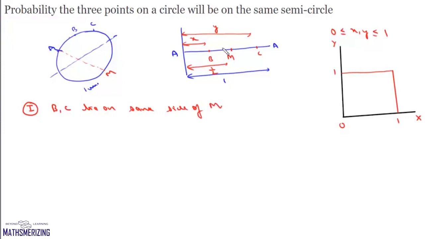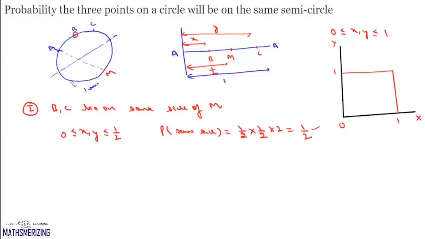If they lie on the same side of M, then both x and y should lie between 0 and 0.5. So this probability will be simply 1 by 2 into 1 by 2. Now they can lie on either side of M, so we have to multiply it by 2. So this probability will be 1 by 2. So the probability that these 2 points lie on the same side of M is 1 by 2, and then they lie on the same semicircle.